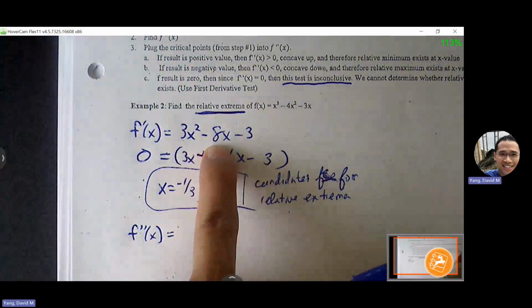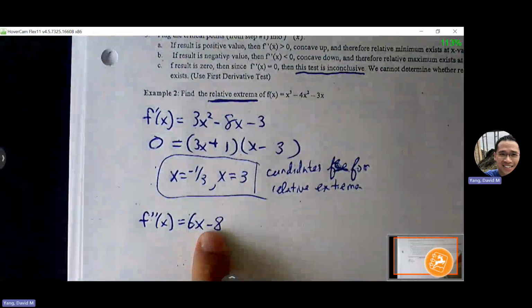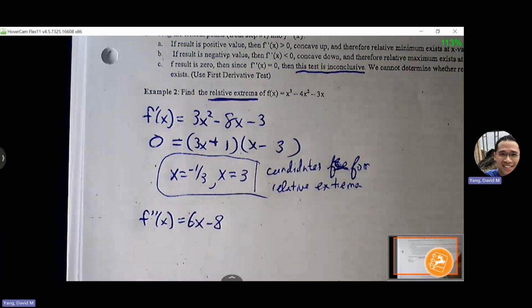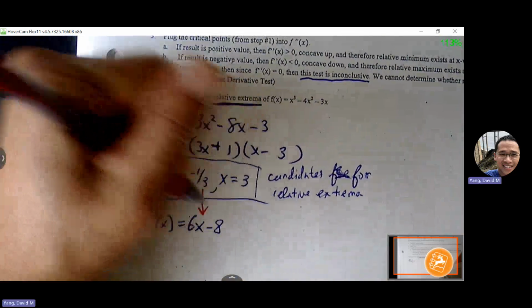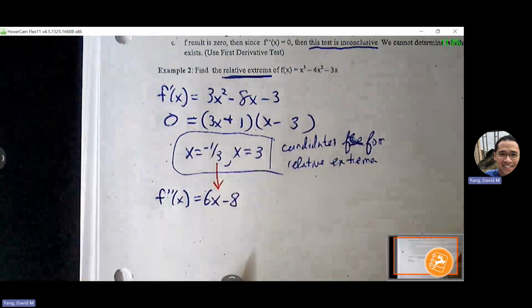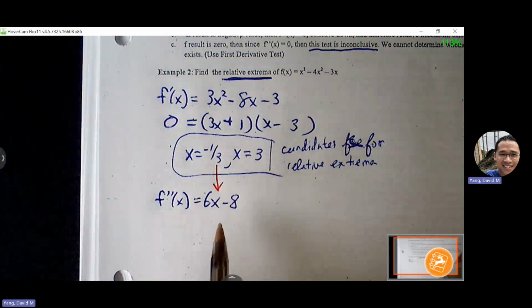What's the second derivative function? 6x minus 8. Are we going to set this equal to 0? No, that's different, right? That's the test for concavity. We're doing the second derivative test, which is testing the candidates for relative extrema into f double prime. I want to make sure, because everything can be confusing since all the steps are kind of the same but they're different. We want to have an idea what the purpose of this process is.